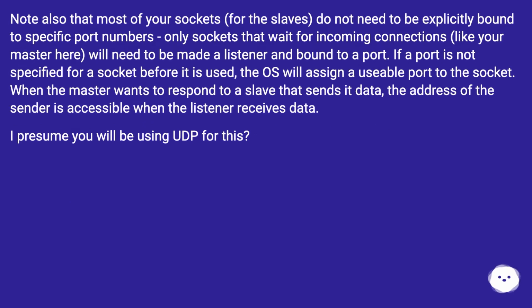Note also that most of your sockets, for the slaves, do not need to be explicitly bound to specific port numbers. Only sockets that wait for incoming connections, like your master here, will need to be made a listener and bound to a port. If a port is not specified for a socket before it is used, the OS will assign a usable port to the socket. When the master wants to respond to a slave that sends it data, the address of the sender is accessible when the listener receives data. I presume you will be using UDP for this.